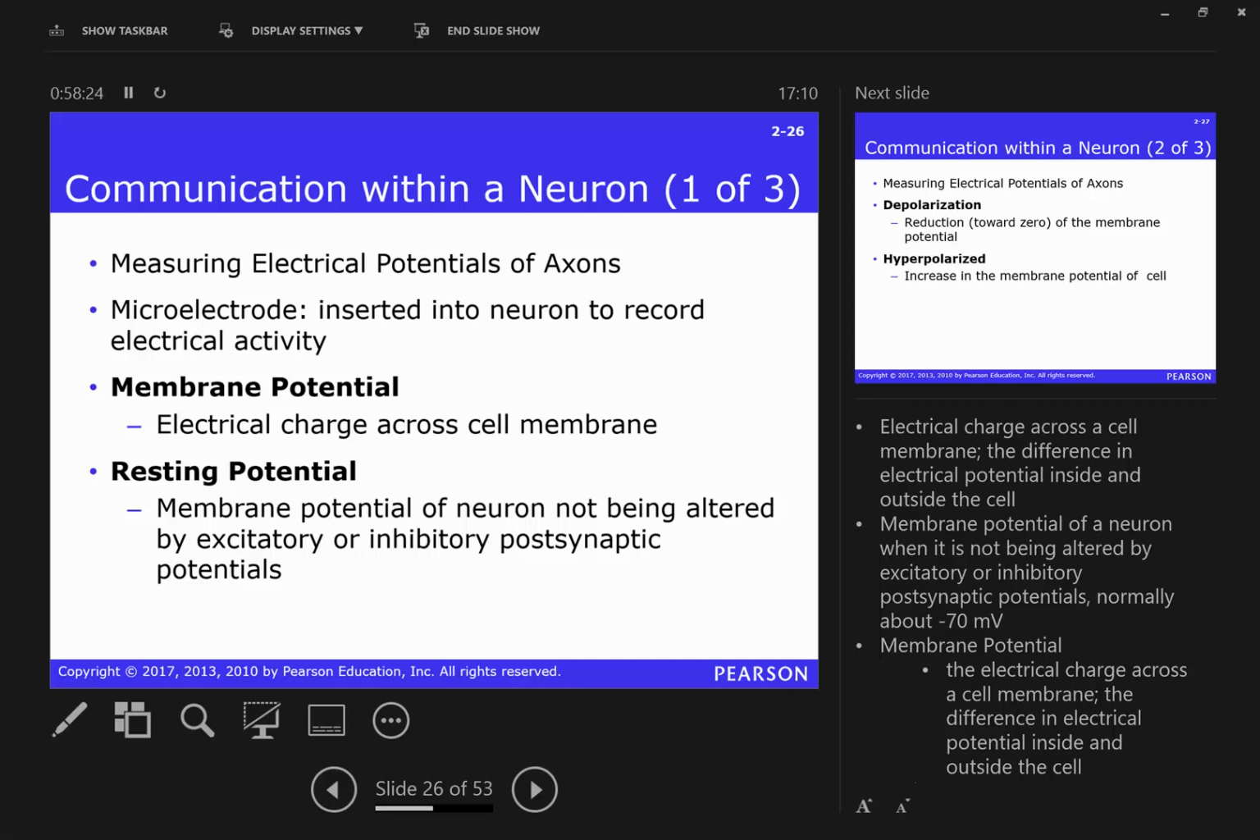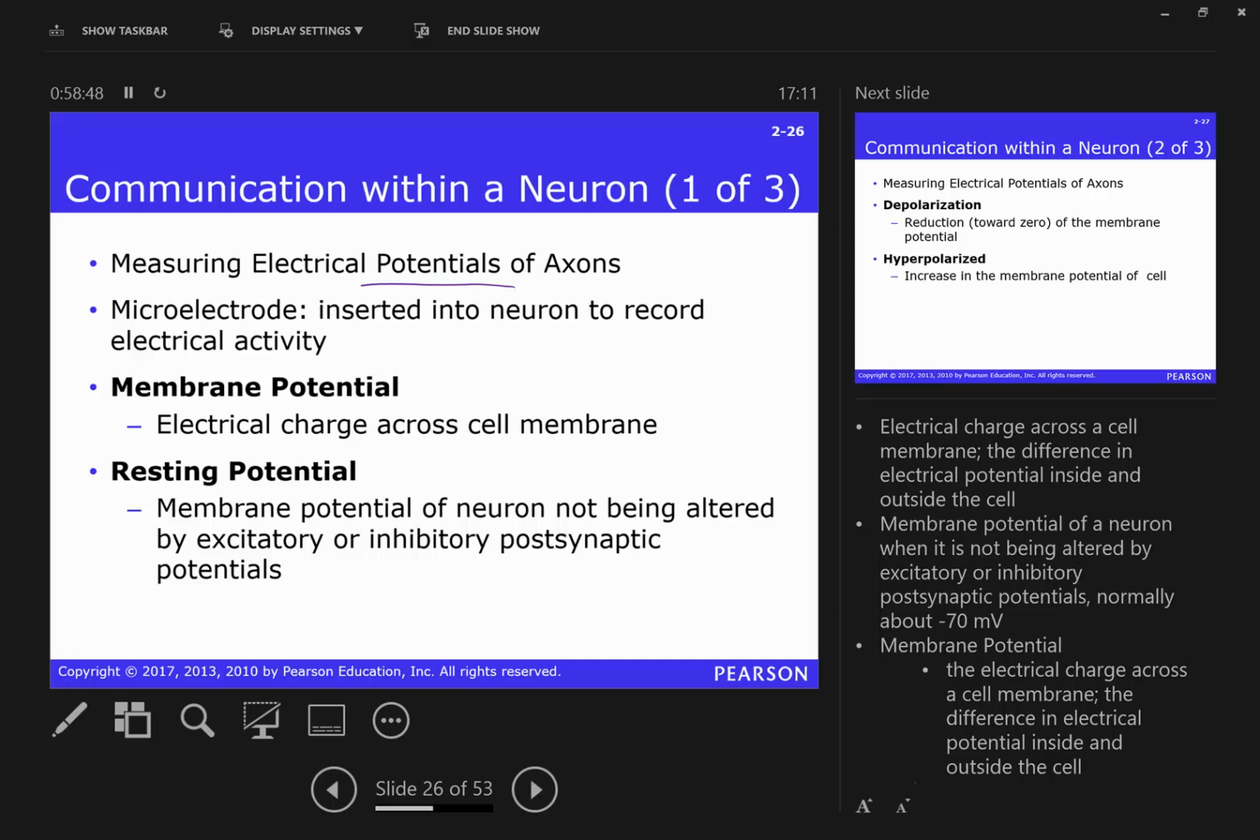So let's think about a few things that we might want to do here. One, we do want to measure what's called the electrical potential of an axon, right? We've already determined from that great guy, Johann Mueller, that what's traveling through these axons is an electrical signal, right? We know that. Great. Okay.